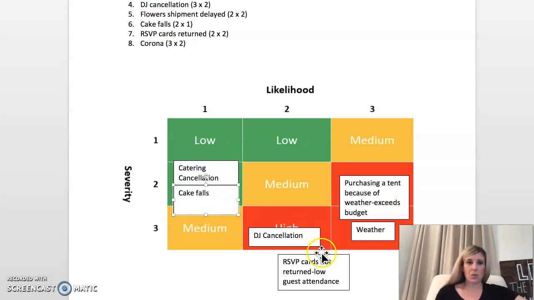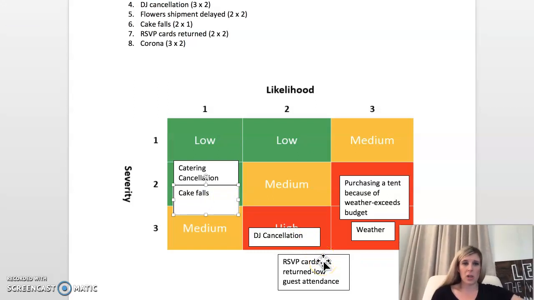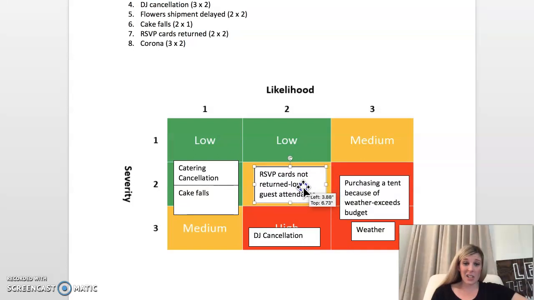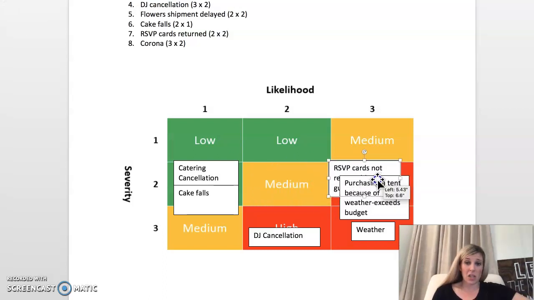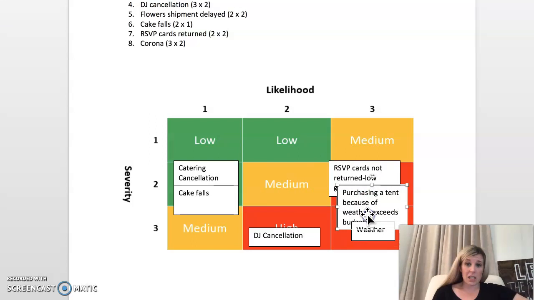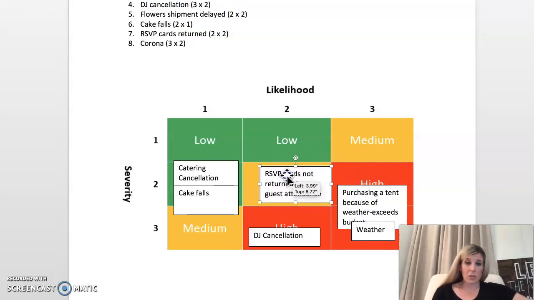All right, so we've come to RSVP cards not being returned, so low guest attendance is really what we're looking at here. The severity would be a 2. They would still get married, right? Even if there are not tons of people in attendance. And the likelihood that it will happen, you know what? The likelihood is 2, especially in light of the coronavirus. It may be even a 3, so this may go into a high risk category. So again, we'll just put it over here just to make it look neat.